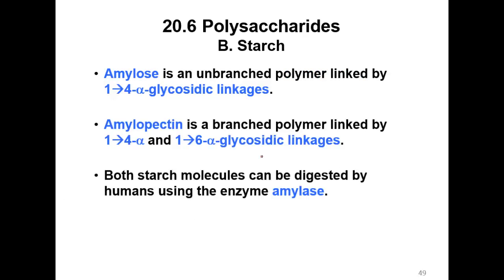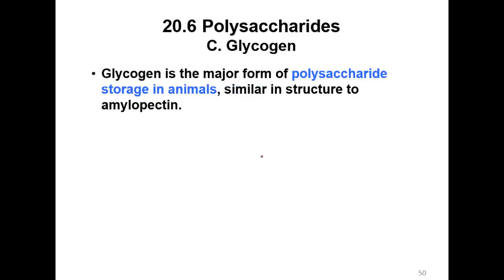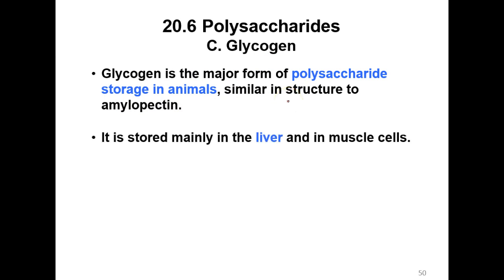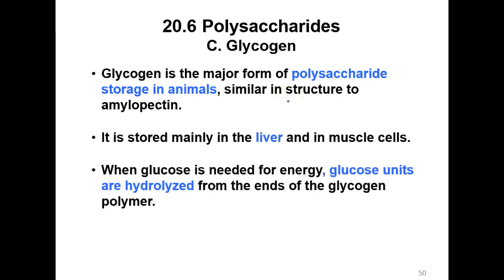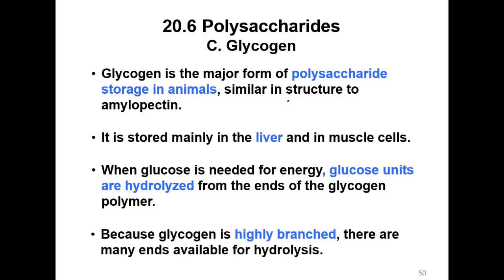All right, both are starches. They can be metabolized with what's called amylase. It just all depends on where in the body it's stored. One is stored in the muscle, the other in the liver. Glycogen is the major form of polysaccharide storage in animals, similar to the structure of amylopectin. It is stored in the liver. When glucose is needed, glucose is hydrolyzed from the ends of the glycogen polymer. Because glycogen is highly branched, there are many ends available for hydrolysis.